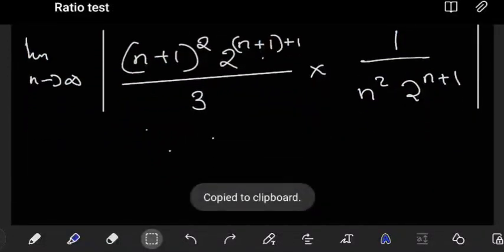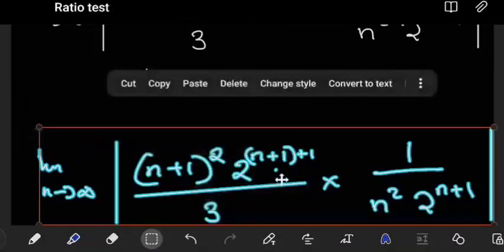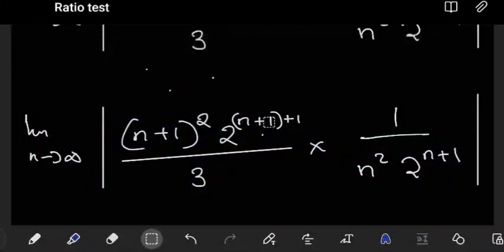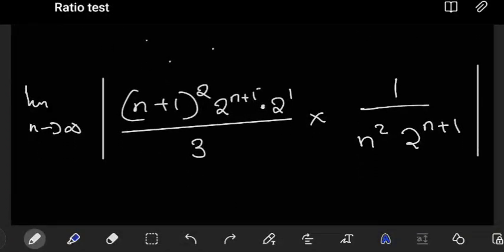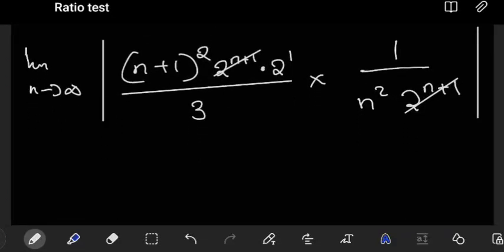So that now that part can be seen to be, instead of writing 2 to the power n plus 1, now I can write this as 2 to the power n plus 1 as one term, multiplying 2 to the power 1. Again, notice that when you combine these, you can still end up with 2 to the power n plus 2. This way, now I can eliminate this with this term.